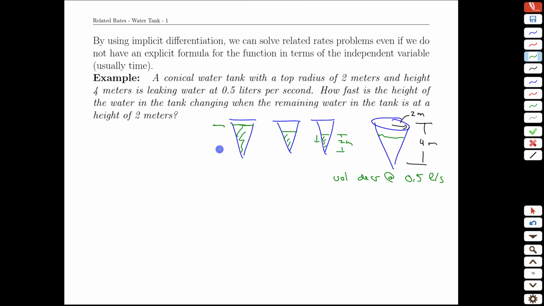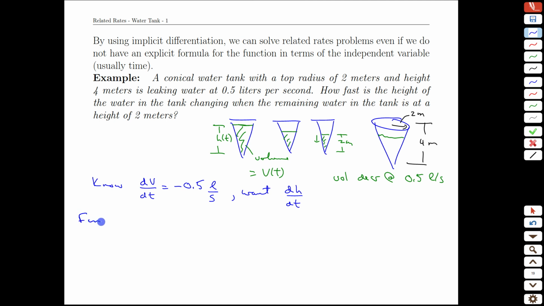So let's give that a name. Let's call the height in general h, and let's call the volume V. Both of these are functions of time. And what do we have? We know the rate of change of the volume. There's a hint here that we've got liters per second, so that's volume per unit time. And we know the volume of water in the tank is decreasing. And what do we want? We want dh/dt. Those are the two rates that we want to relate using our approach.